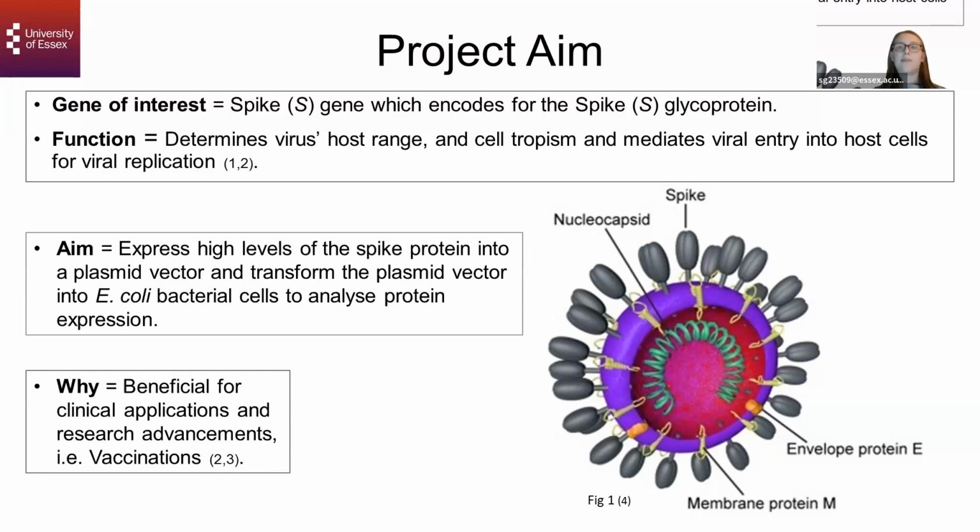This experiment aims to express high levels of spike glycoprotein via a bacterial transformation into competent E. coli cells, which then can be used to measure and analyze protein expression. Studying this is beneficial for several reasons, including clinical applications and research advancements, for example, towards the coronavirus vaccine development, antiviral drugs, diagnostic testing, and monitoring variants.